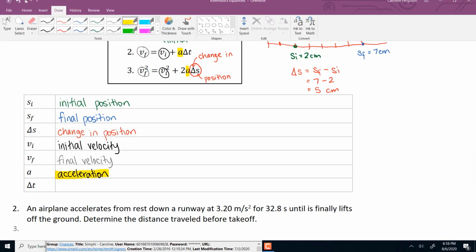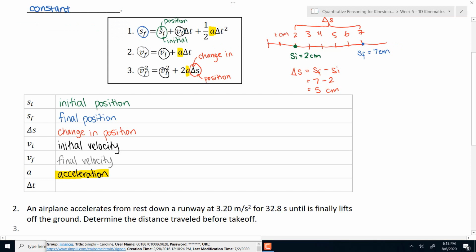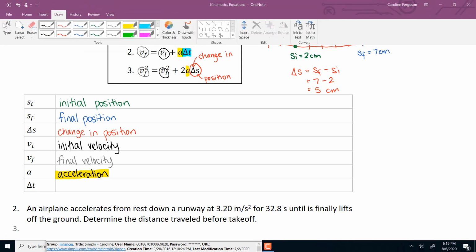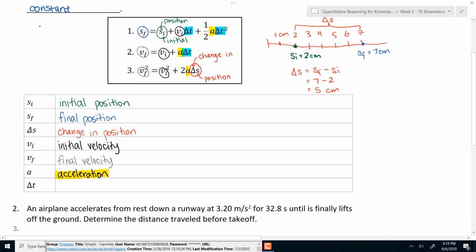And then finally, we have delta t. So you have delta t here, and we have delta t here. We have delta t here. Okay, so two of the equations have delta t in it. What does delta stand for? We already said before that little triangle means change in, and then t is time. So delta t is change in time. All right, so there's my delta t.